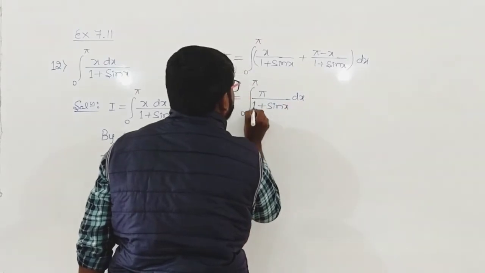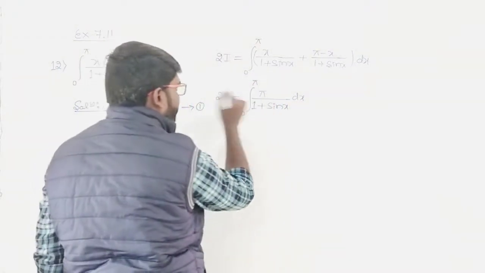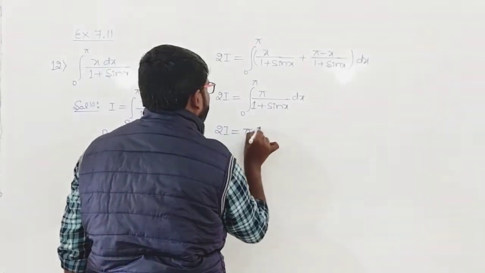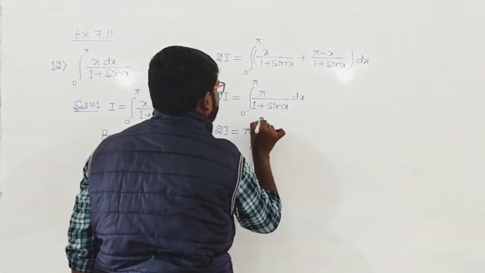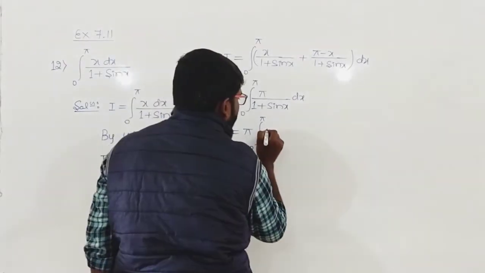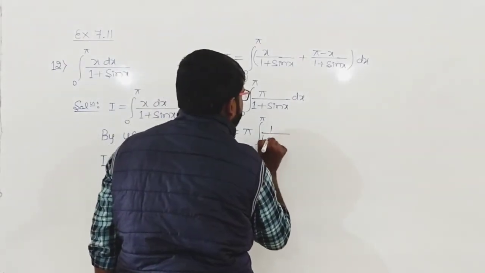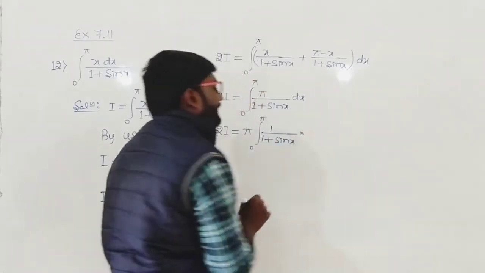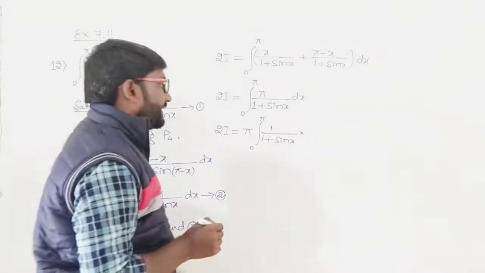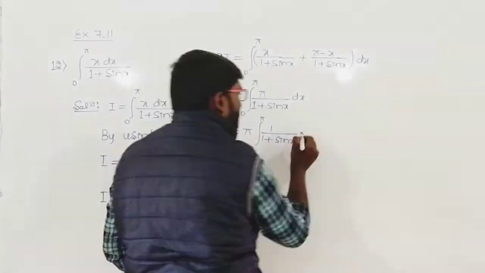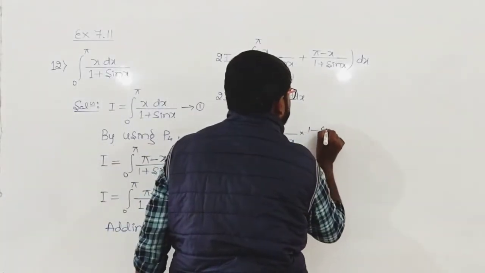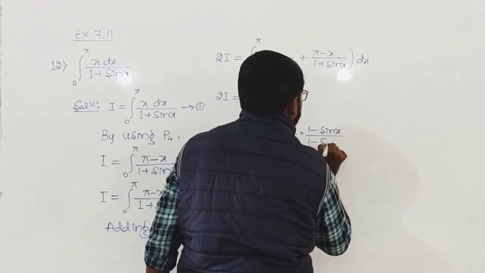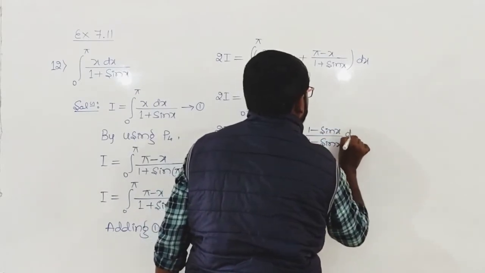Now I write pi outside the integral. 2I is equal to pi, write it outside, then integral 0 to pi, then 1 divided by 1 plus sin x. Now multiply and divide by 1 minus sin x. That is, I am taking the conjugate of this. We get 1 minus sin x divided by 1 minus sin x dx.